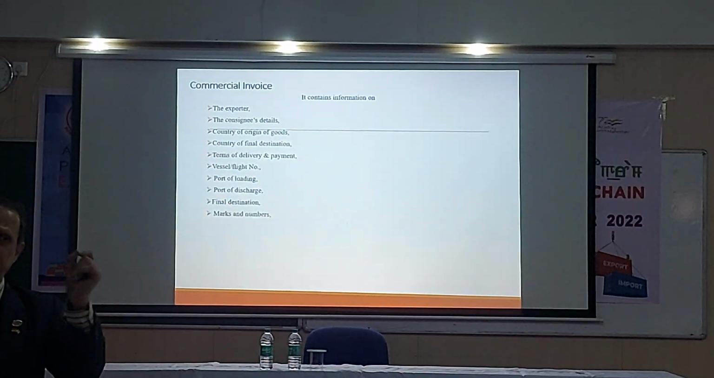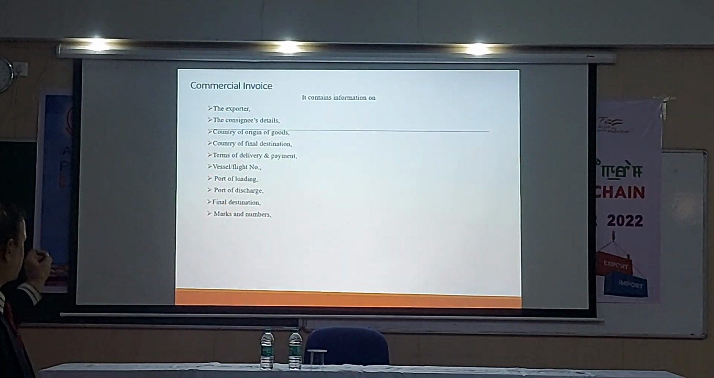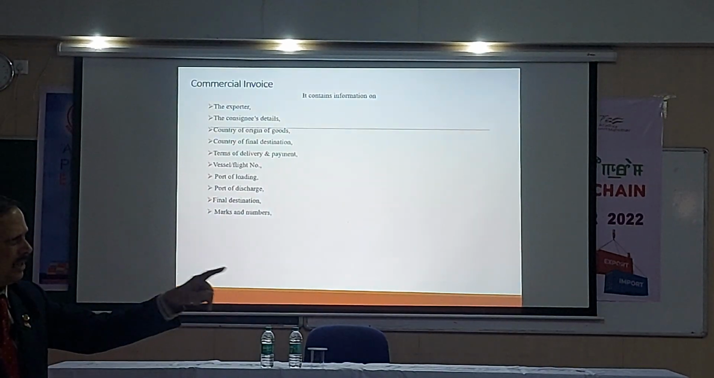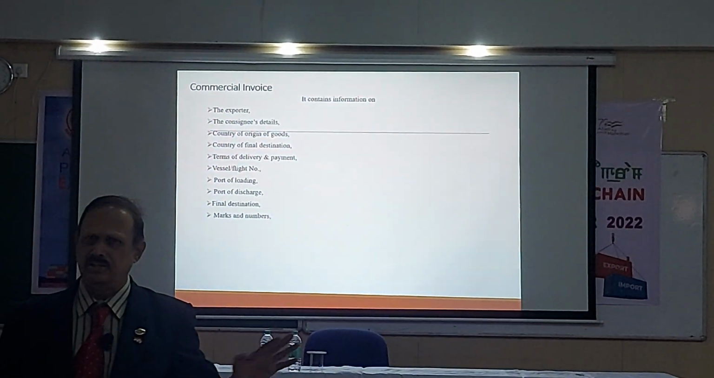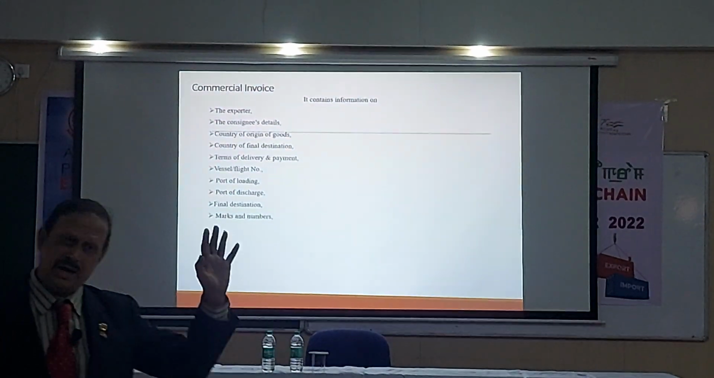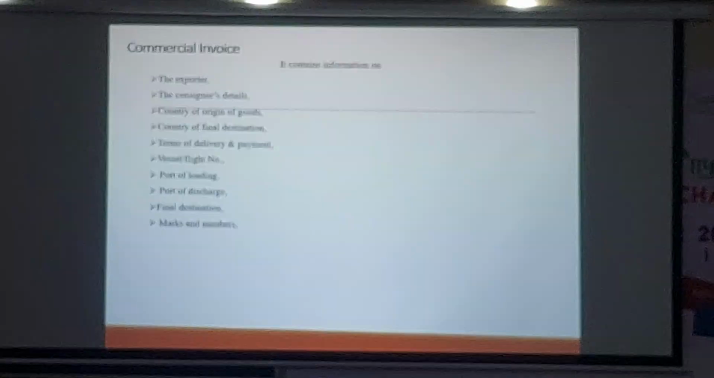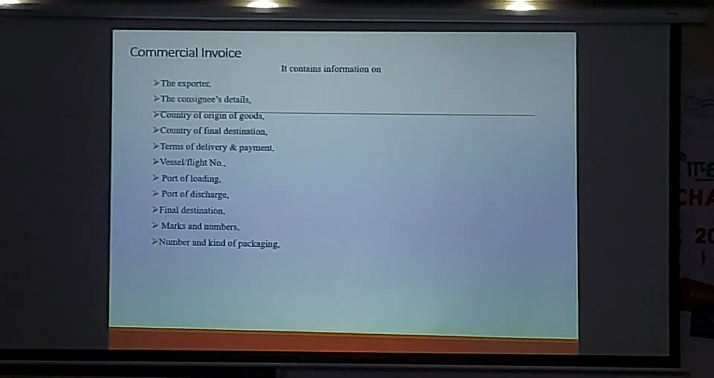All the details box-wise are given in the packing list. So the marks are very important. Because in the docks, you can identify goods only by looking at the marks. Otherwise, it is very difficult to identify. There is so much cargo. Without marks, how do you identify? Very difficult. So marks and numbers are important.